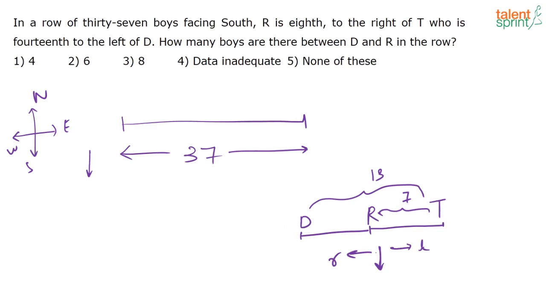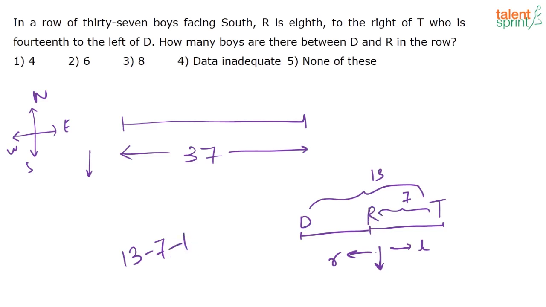So now what is the question? How many boys are there between D and R? So how do we do this? See, totally there are 13 people between D and T and 7 people between R and T. So how many people are there between D and R? 13 minus 7, correct? 13 minus 7 will give you from D till R how many people are there, but here R is also included.